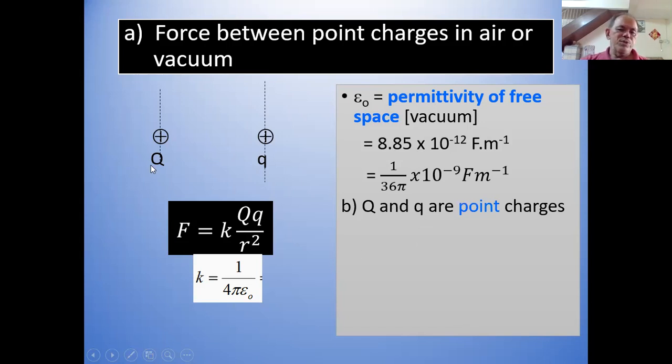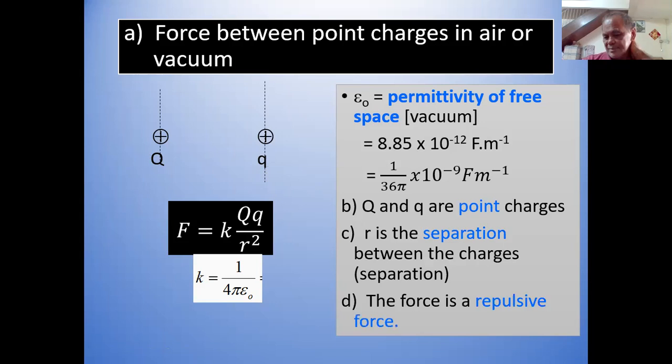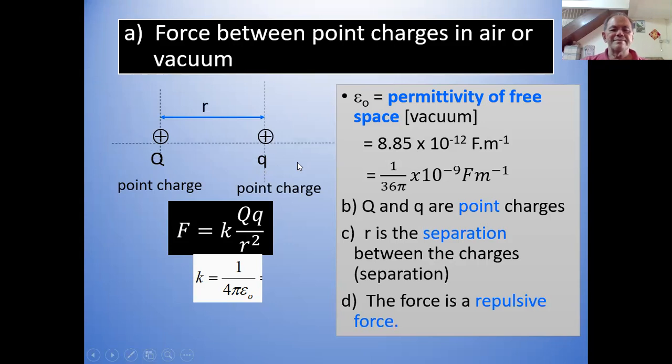The capital Q and small q are your point charges, right? Magnitude of the charge in Coulomb. R is the separation between the charges. Usually we measure it in meters. The force is repulsive between two positive charges. So this is your point charge, this is your point charge. So the separation is R. And then you just draw a line between the centers and draw the force.